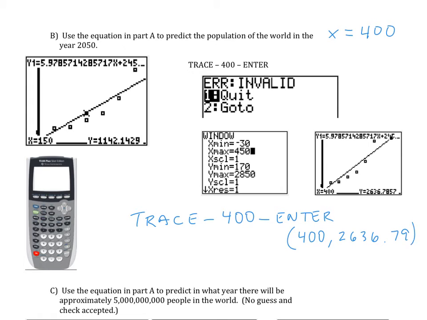2,636.79. Okay, and the last thing we have to do is interpret this because it wants to know what the population is. So our final answer is going to be the population is about 2,636.79 million people.